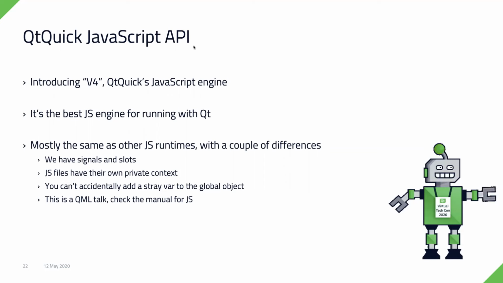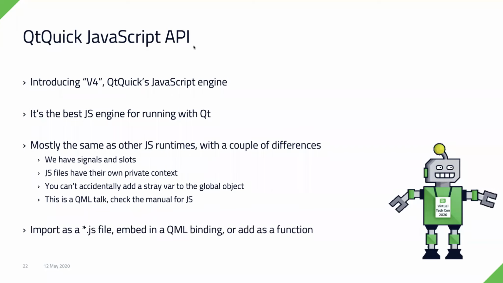There's a couple of differences available in the JavaScript runtime. So we have better support for signals and slots. If you import a JavaScript file, then it will run in its own private context, and so forth. I don't want to spend too much time on JavaScript. This is a talk for C++ engineers, and I recommend you refer to the QML manual for that. But basically you can import them as a JavaScript file, you can embed them in a QML binding or add them as a function.